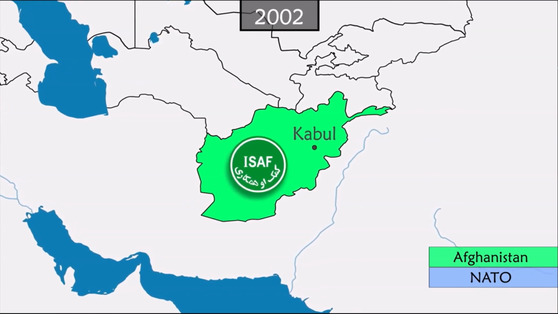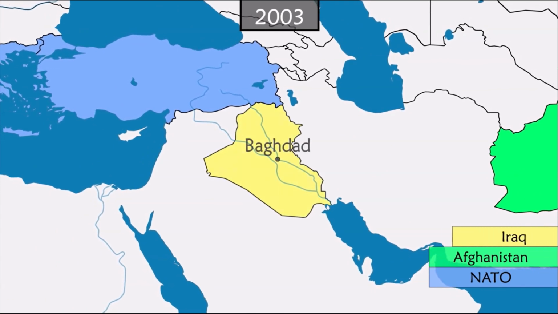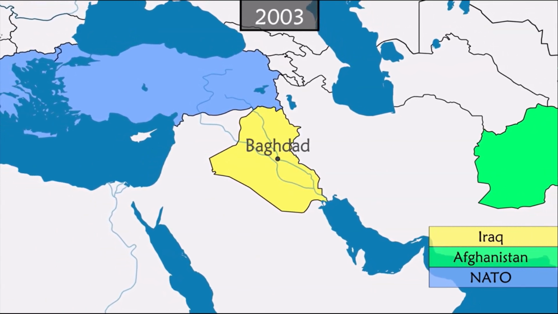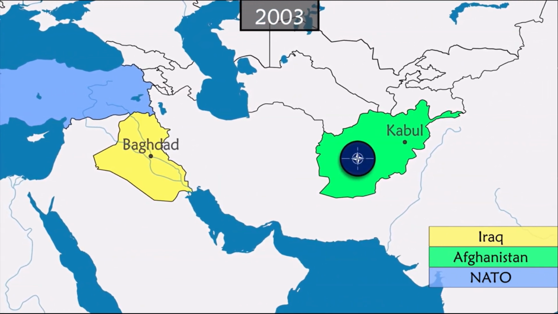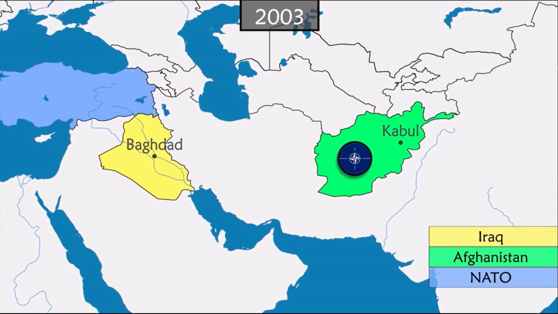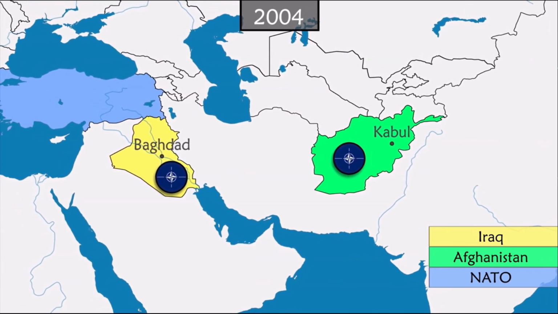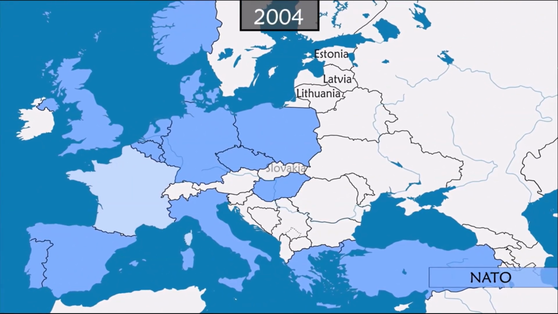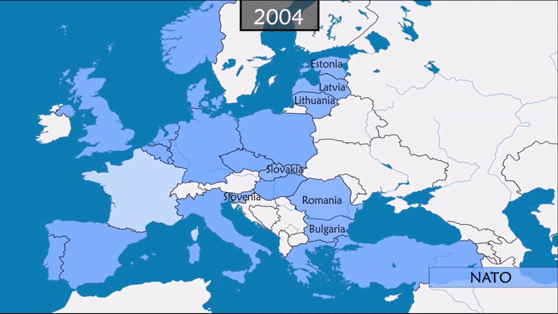Two years later, the United States launches another offensive, this time against Saddam Hussein's Iraq. In 2 months, Baghdad falls. NATO is then called upon, on the one hand, in Afghanistan, to take command of the international force there, and on the other hand, in Iraq, to train and supervise the country's new troops. In 2004, the Baltic states, Slovakia, Slovenia, Romania, and Bulgaria joined NATO.